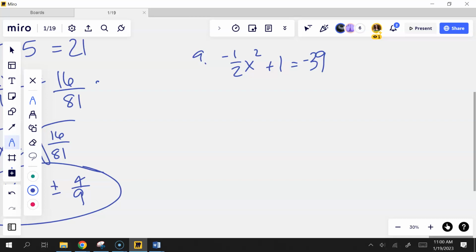All right, let's see what we do first. SAD map through, right? So the first thing I'm going to do is subtract 1. How do I get rid of the fraction? You have to multiply by the reciprocal. By the reciprocal. Never divide by a fraction.